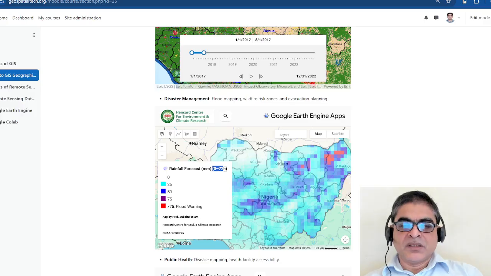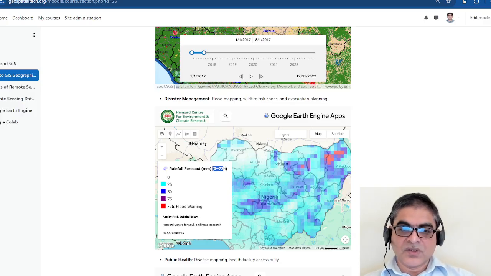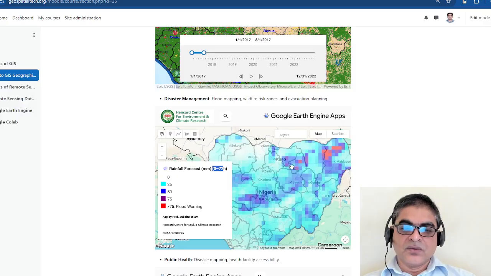So combining all these conditions, we can develop a model, and based on that model, we can predict how much rainfall there will be. I use the data developed by NOAA, a US-based organization, and I classified this data into 5 categories. The fifth category is where the rainfall is above 75 millimeters.